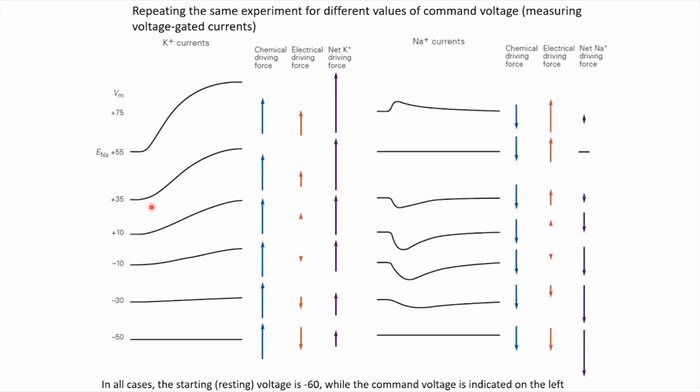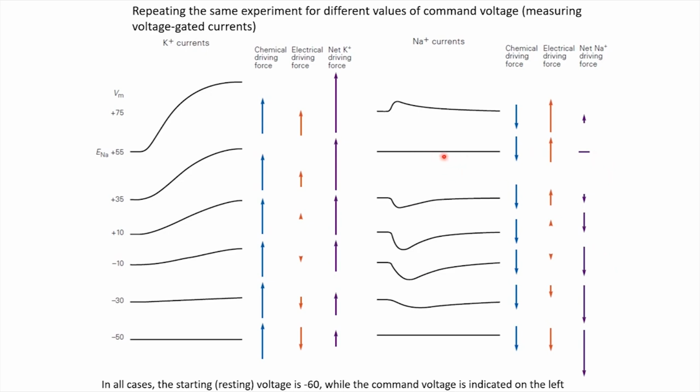And similarly for sodium, we know that the equilibrium potential for sodium is around plus 55 millivolts, so that's where the driving force on sodium ions is 0. And then as we go farther from it, we will have more driving force on the sodium ions. So we would expect the currents to increase as we go farther. But the current again is a function of both the driving force as well as the conductance.